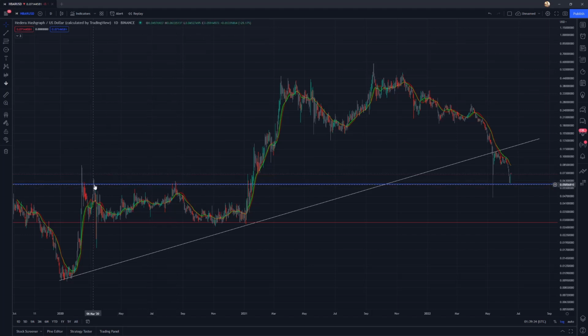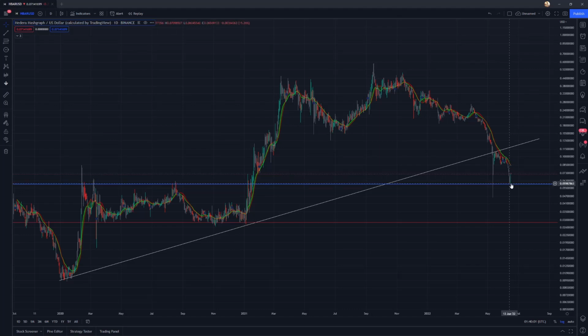We also had a key rejection in March of 2020, and really this was the high of the range that we were in for approximately 340 days. So it's a very significant level. We had this consolidation period between 3 and 6 cents, and this was the high at 6 cents for this 340-day period. So we're starting to see some sort of retest of this.